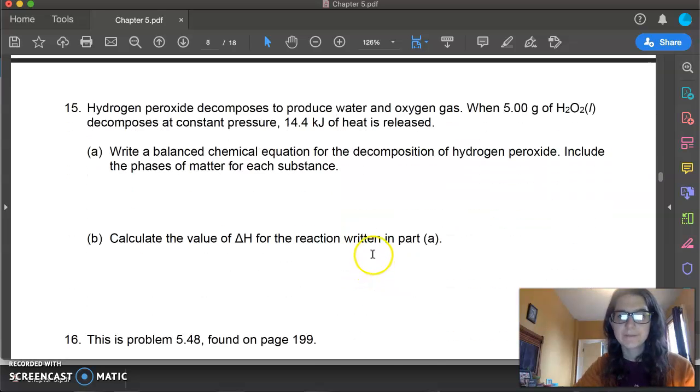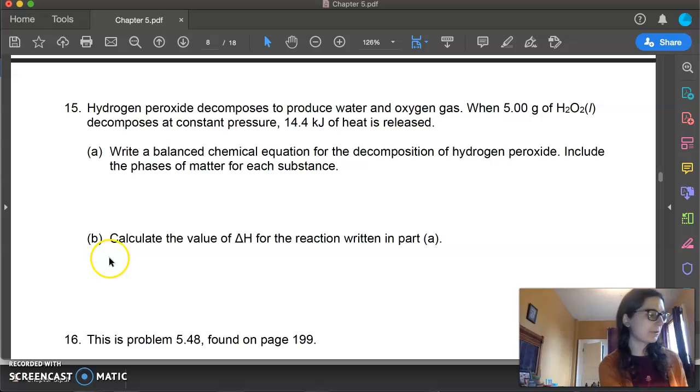Okay. 15, we have hydrogen peroxide decomposing. Write a balanced chemical equation. That balanced chemical equation looks like 2 H2O2 liquid yielding 2 H2O liquid plus O2 gas. So we have a 2 coefficient for H2O2 and a 2 coefficient for liquid water. Calculate the delta H for the reaction written in part A.